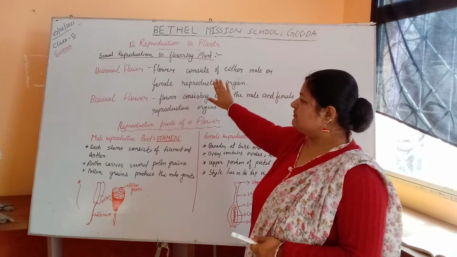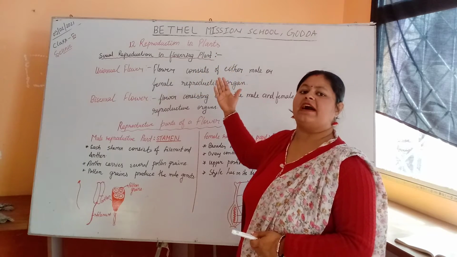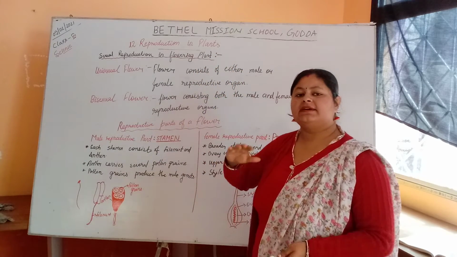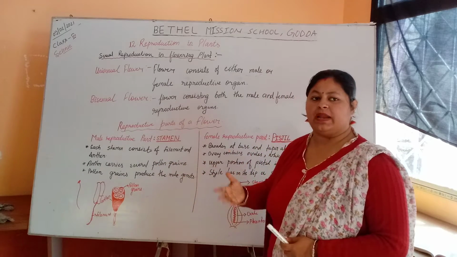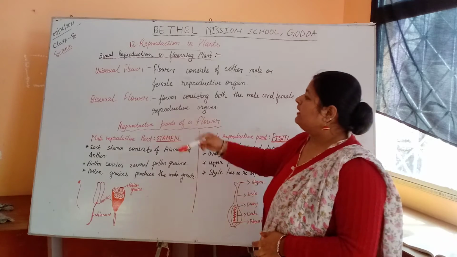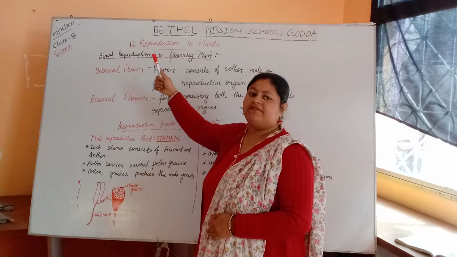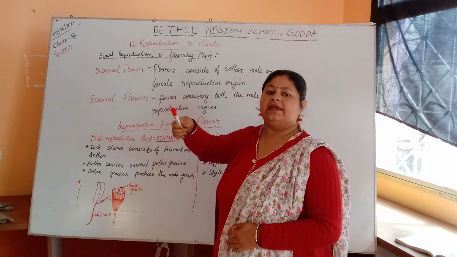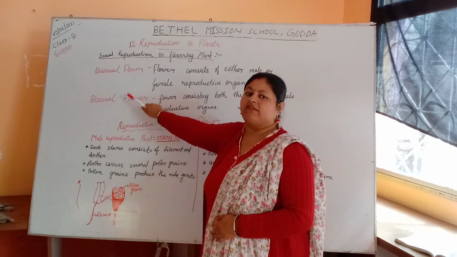In this very session, we will learn something about sexual reproduction in flowering plants. What are the organs required for sexual reproduction in plants? In flowering plants, we will learn this. Flowers are of two types: the unisexual flower and the bisexual flower.